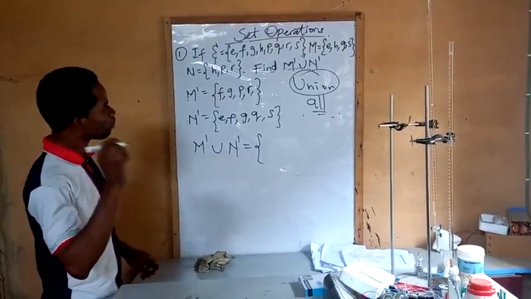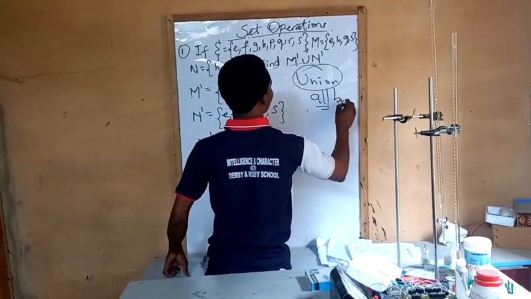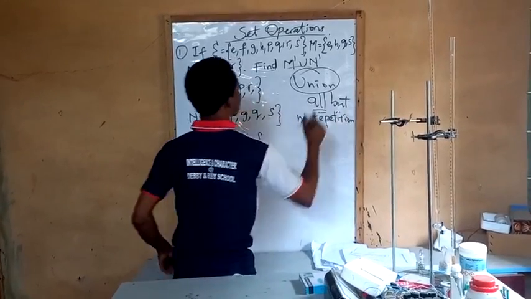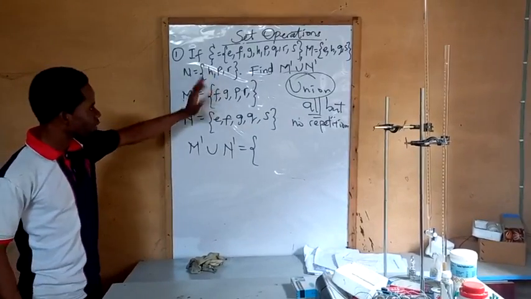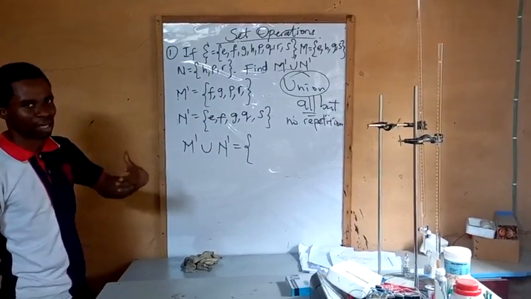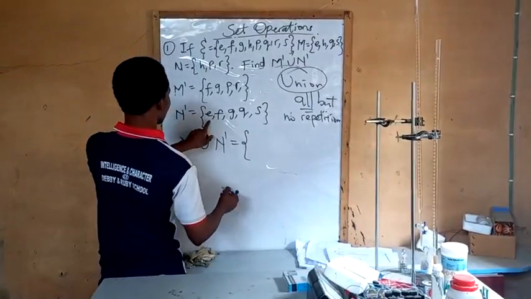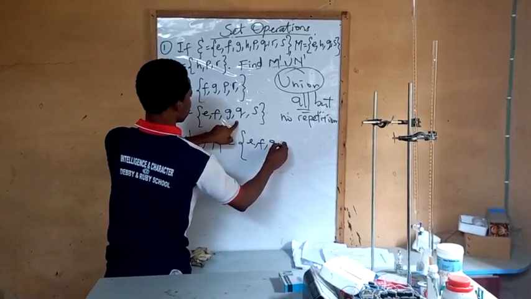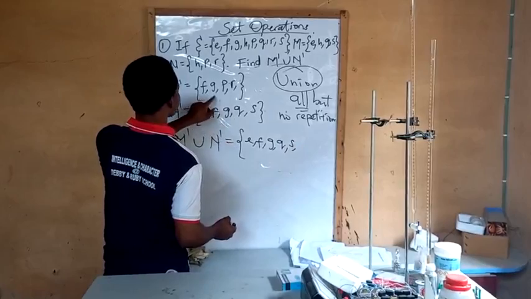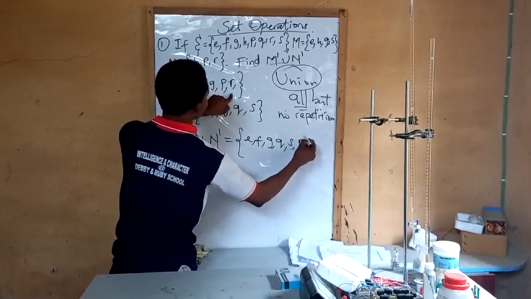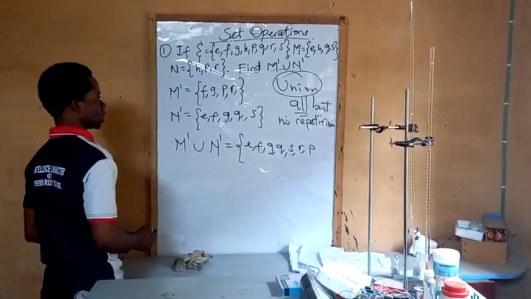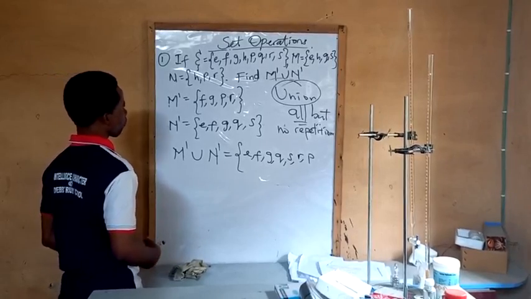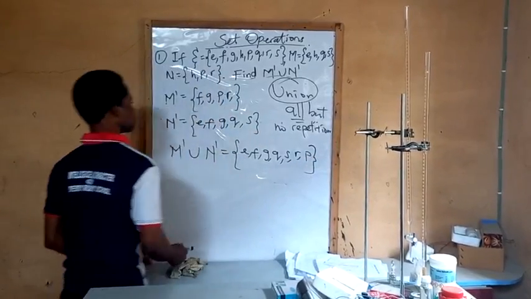Write it down, but no repetition. What does that mean? That means you can write everything inside the two, but don't repeat any letter. Now let's write. We have E, F, G, Q, R, P. E, F, G, Q, R, S, P. I think that's all. So we don't repeat any letter.